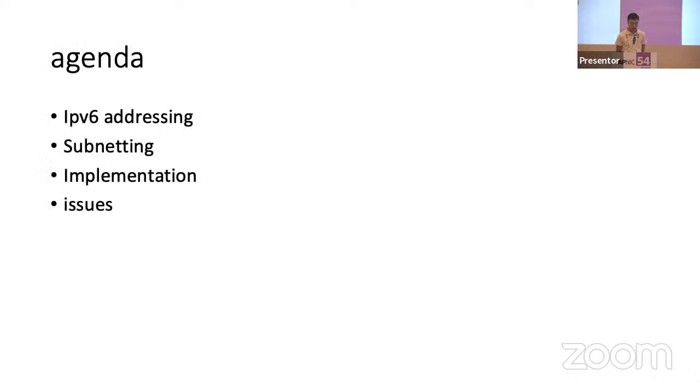Here's the agenda. First is IPv6 addressing and subnetting, then implementation and issues. I think the most important part of implementing IPv6 is address planning at the start.